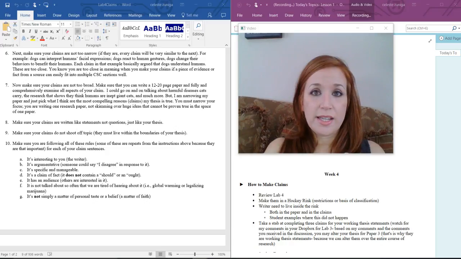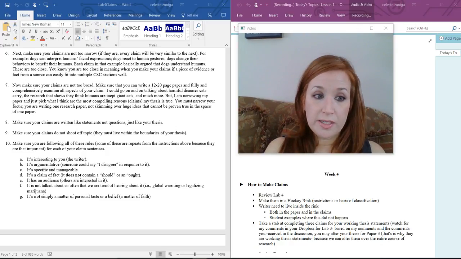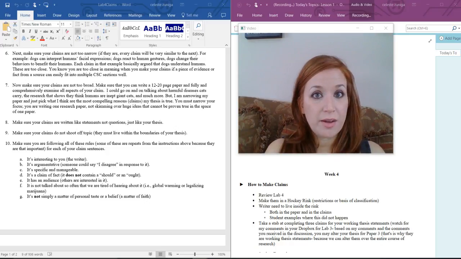So the next one is let's just double check. Now some of these are repetitive. We've already gone over them, but they're really important ones if they're repetitive. Let's make sure they follow all the same rules of a good thesis statement. Each of your claims should be interesting to you. They're argumentative. They're specific and manageable. So not too narrow, not too broad. Goldilocks. It's a claim of fact. Now, they should not have a should or ought in them. We can prove it true with facts that have happened in the past, just like we've talked about over and over. Your claims should live in that realm too.